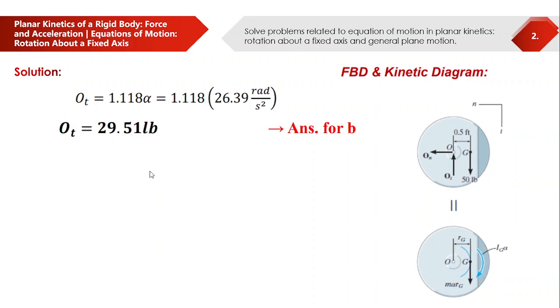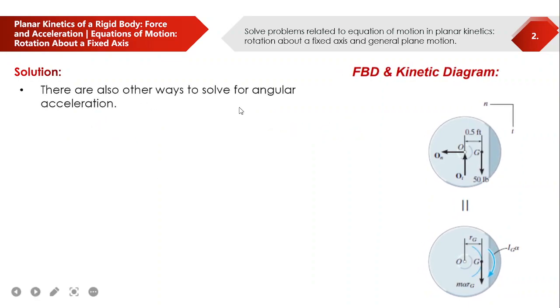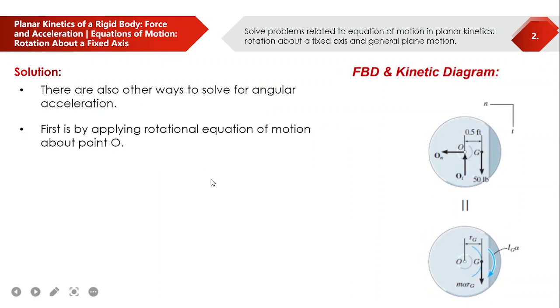So that's how you solve this problem in this way. But there's another way of solving this one. There are also other ways to solve for angular acceleration. So how do we compute the angular acceleration using other ways, as we have discussed earlier? First is by applying the rotational equation of motion about point O. So what is the rotational equation of motion at point O?